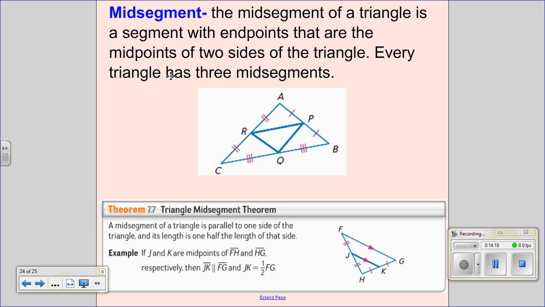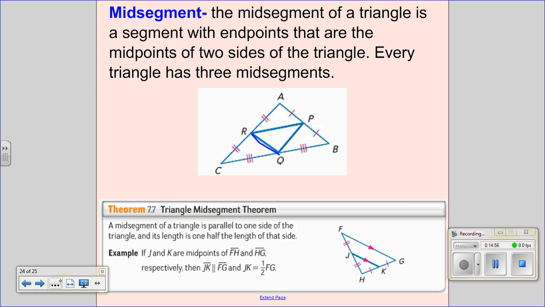Now we're going to talk about the midsegment. The midsegment of a triangle is a segment with endpoints that are the midpoints of two sides of the triangle. Every triangle has 3 midsegments. So on this picture, we have RQ is a midsegment because R is the midpoint of A to C, and Q is the midpoint of B to C.